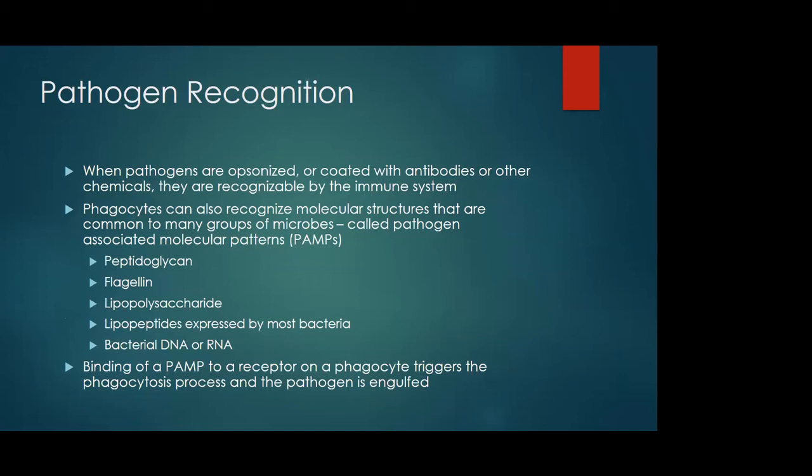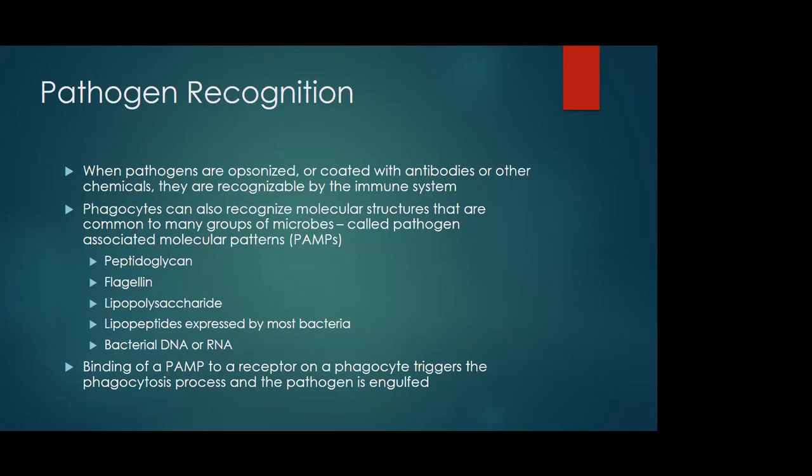Things that many pathogens have, like peptidoglycan, flagellin on the flagella of pathogenic bacteria. It's a little bit different than the flagella on human cells. Lipopolysaccharide, other lipopeptides expressed by a lot of bacteria. Bacterial DNA and RNA looks a little bit different because of the chemicals associated with it than human DNA and RNA. So all of those things can be patterns that phagocytes can recognize.